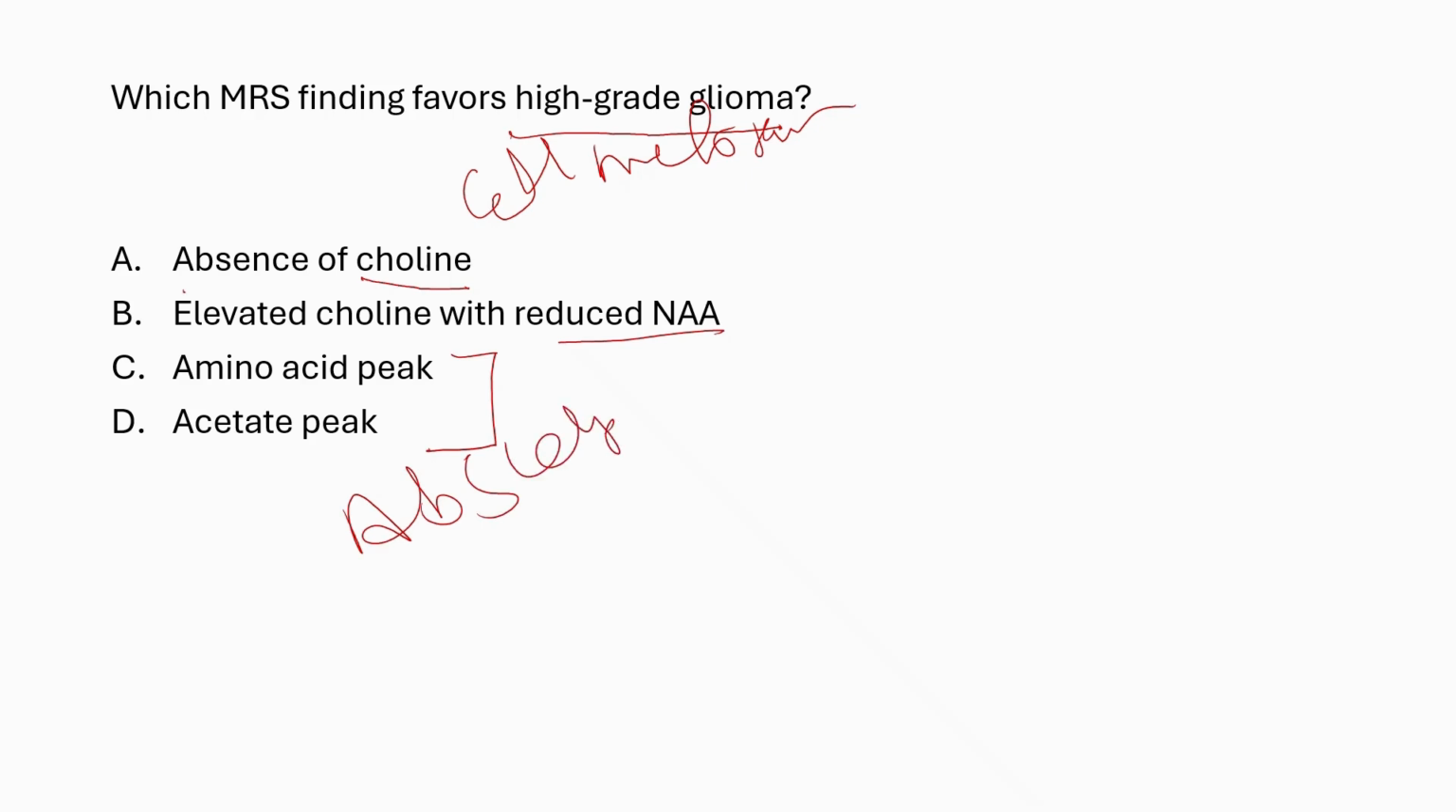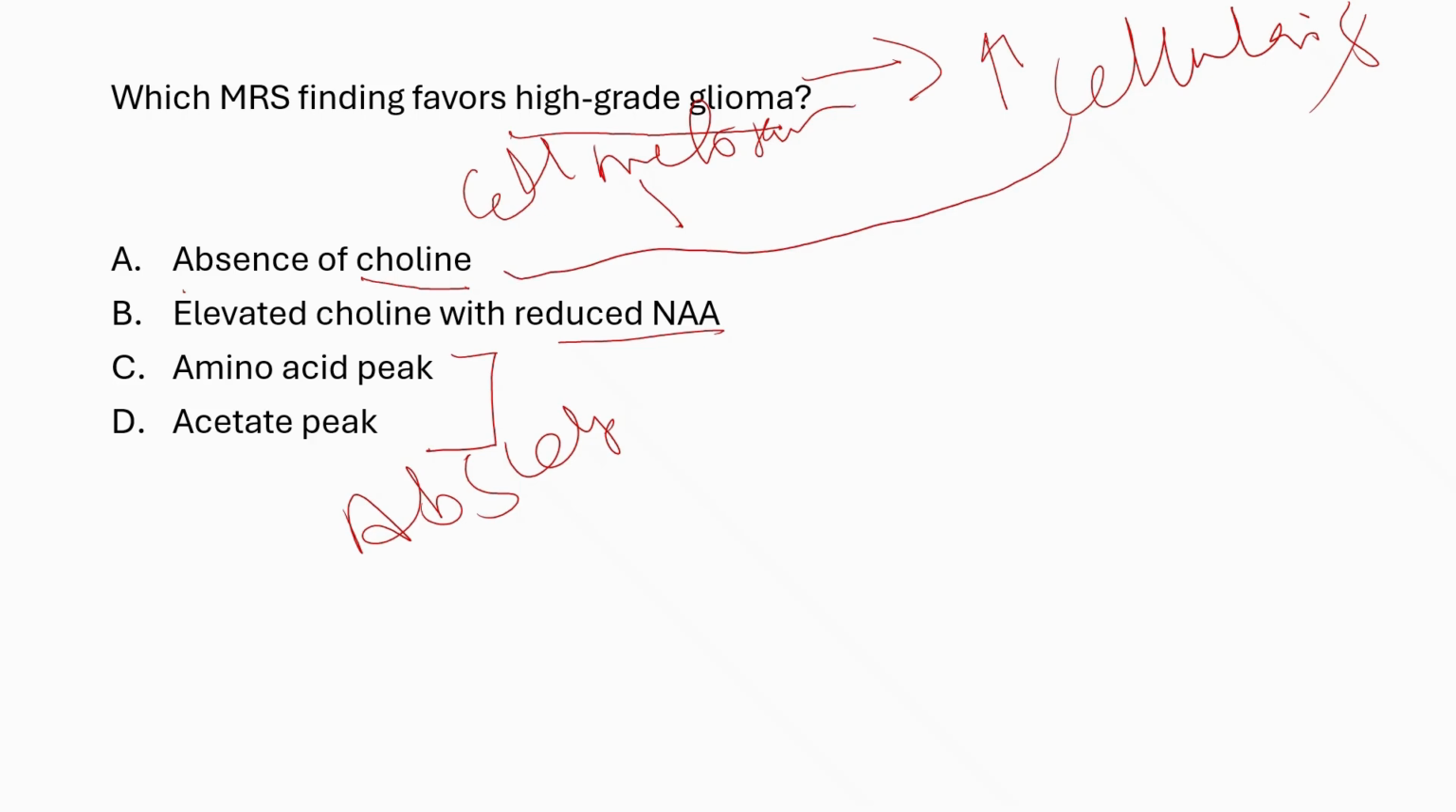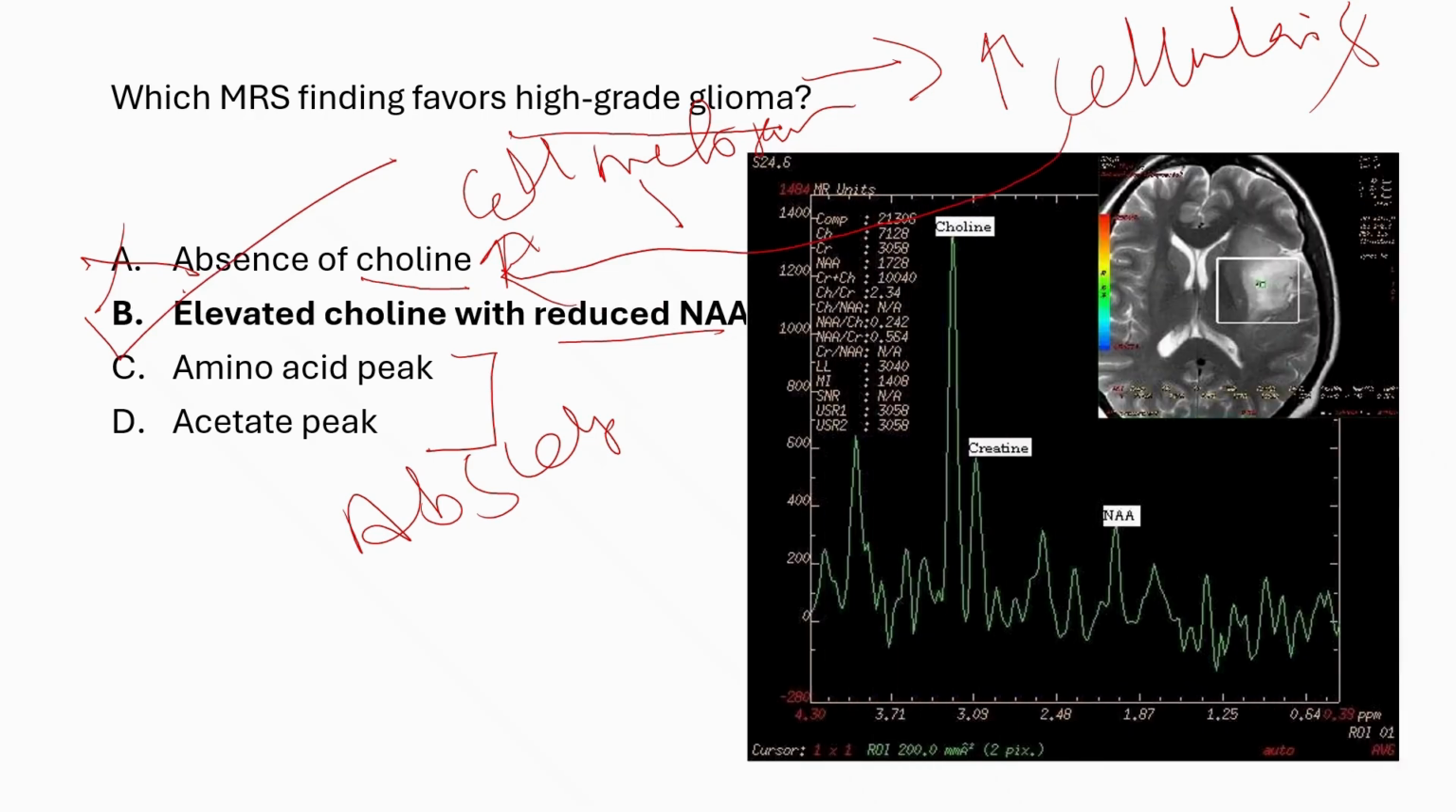So here what happens in high grade glioma? In high grade glioma we see increased cellularity. Tumor cells increase. As cellularity increases, what happens? Choline increases. So if there is high cellularity, then choline increases. So this option is also not correct. So only remaining is the elevated choline with reduced NAA. Correct answer is the elevated choline with reduced NAA. As we can see in this image, this is the choline peak and this is the reduced NAA.